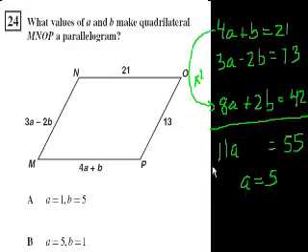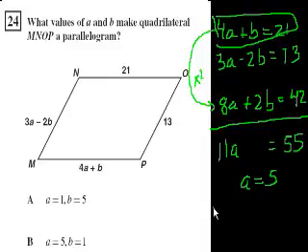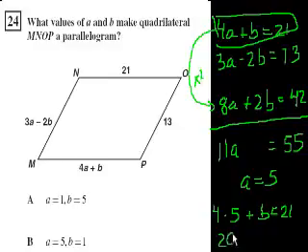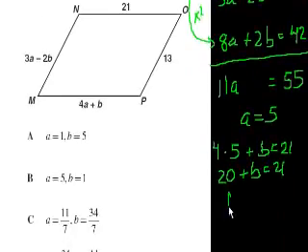Now, if a is equal to 5, what's b? Let's substitute back into that first equation. You could have picked either. So 4 times 5 plus b is equal to 21. 20 plus b is equal to 21. So subtract 20 from both sides. B is equal to 1. So a is 5, b is 1. That is choice B.